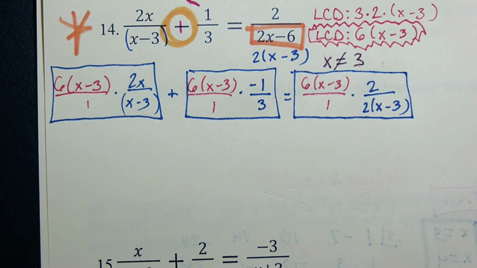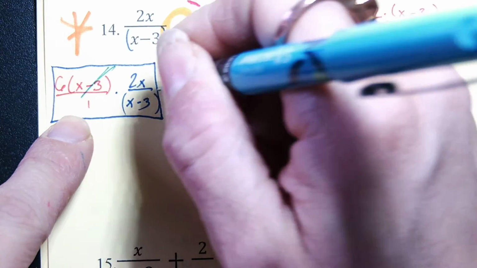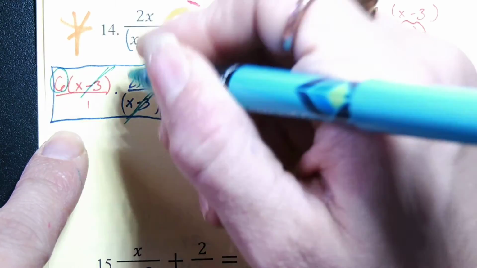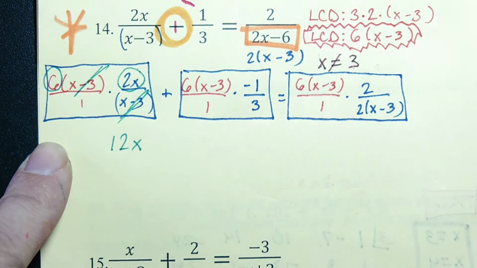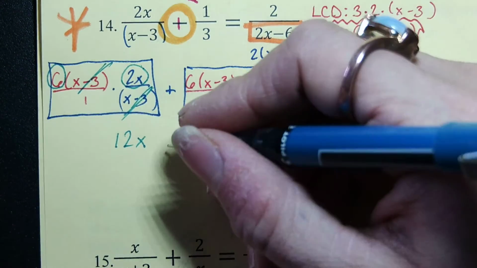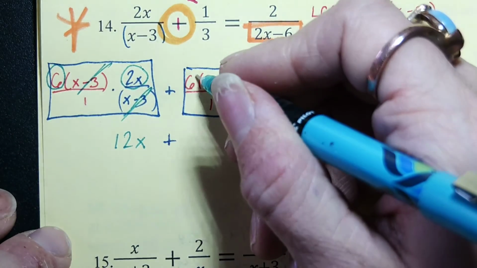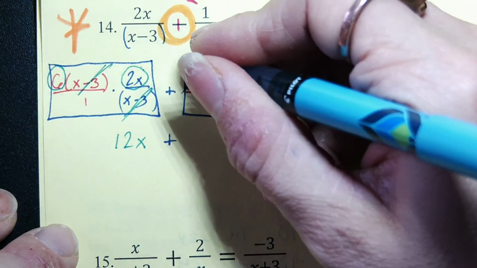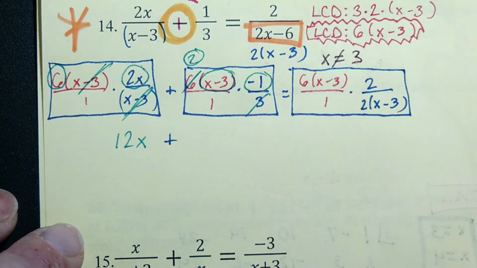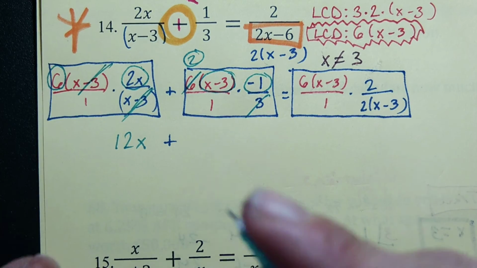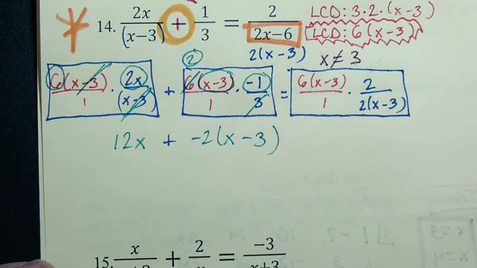So what happens when I multiply this fraction by the dynamite? What crosses off? Goodbye, x minus 3. And what we're left with is 6 times 2x, or 12x. Moving on to the second box. What's going to cancel? The 3 cancels out with the 6, which leaves me with a 2, an x minus 3, and a negative, all being multiplied together. So I'm going to write negative 2 times x minus 3.